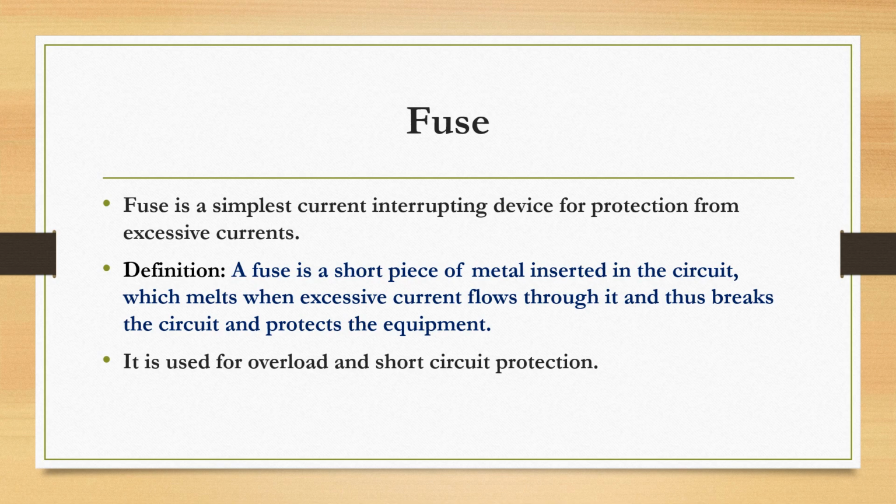So, the answer to your first question is here. What is meant by fuse? Fuse is the simplest current interrupting device for protection from excessive current. You can define it as, a fuse is a short piece of metal inserted in the circuit which melts when excessive current flows through it and thus breaks the circuit and protects the equipment. In short, you can say fuse is used for overload and short circuit protection.